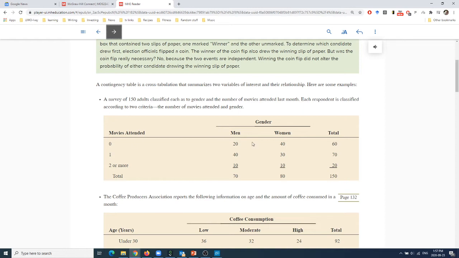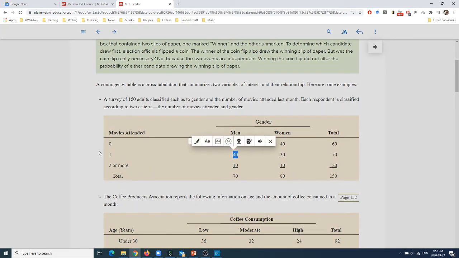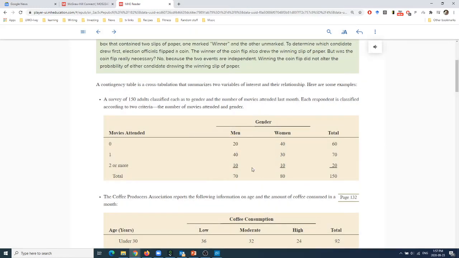So you had 20 men who watched no movies in the month in the survey, and 40 men watched 1 movie, and 10 watched 2 or more. Similar data is given for women, and the total number of survey respondents is 150. Now, given that we have this table, what is the probability? I'm going to make up a question.